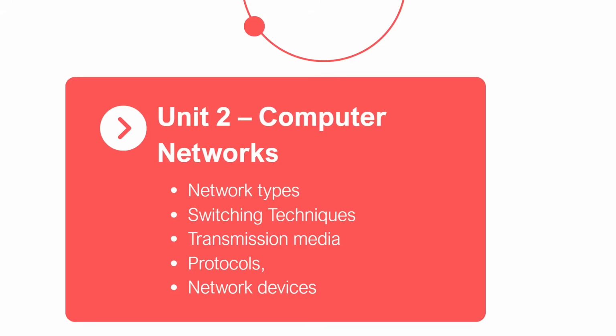Then what about unit 2? It is computer networks. It's a theoretical unit, so you need to read all the definitions. Get the idea of network and its types. Go through switching techniques and transmission media. Understand what are the different protocols and the network devices.